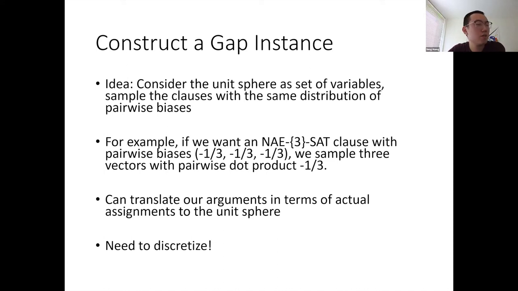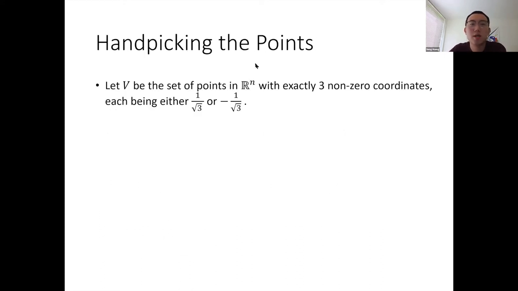In our case, it's actually very easy to discretize because we only have to deal with one pairwise bias, which is 1/3. So we can handpick the points from the sphere. Let V be the set of points in R^n with exactly 3 non-zero coordinates, each being either 1 over square root of 3 or minus 1 over square root of 3.